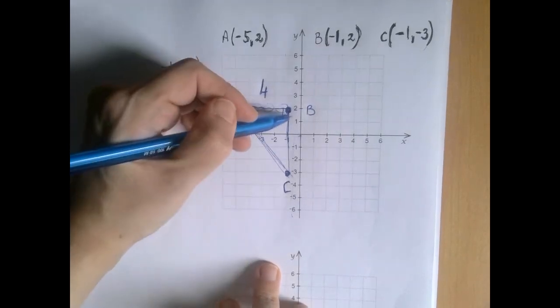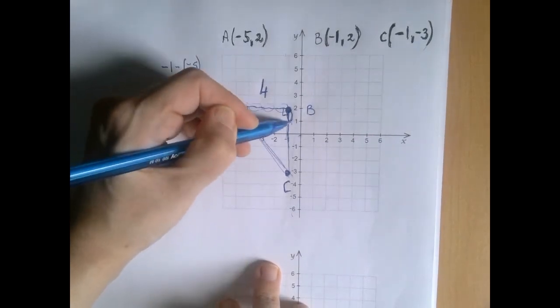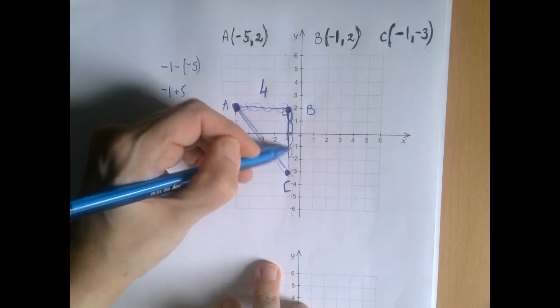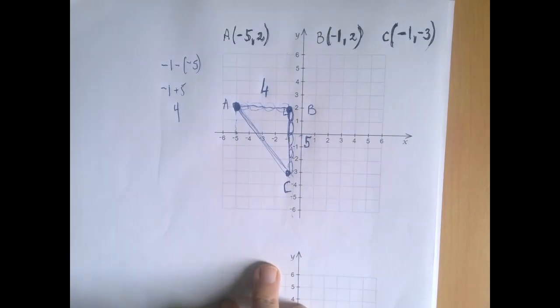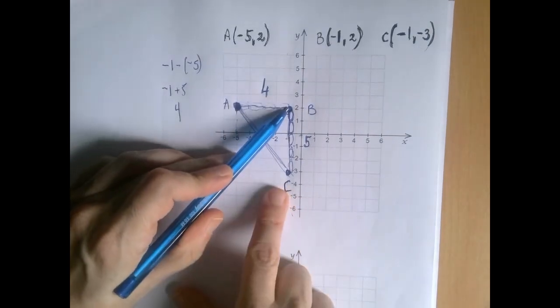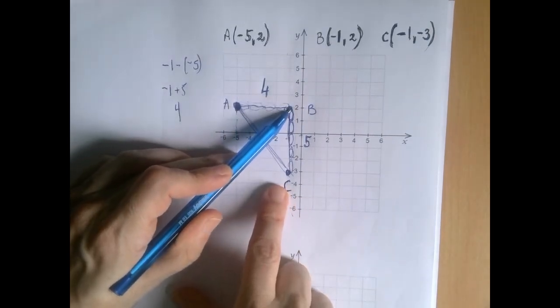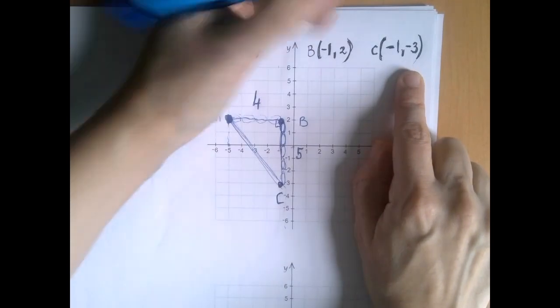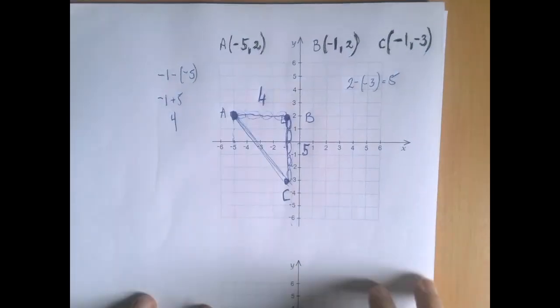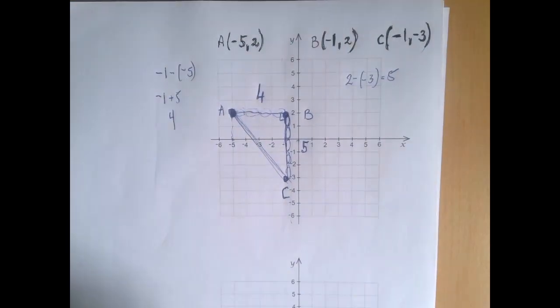In the same fashion, we can count the line segments 1, 2, 3, 4, 5. So this side is 5 units long. So if we take points B and C, and now they differ by the y coordinate. So the difference between 2 and negative 3, 2 minus negative 3 equals 5. So it's good to have both algebra and geometry at our disposal, just in case we need it.